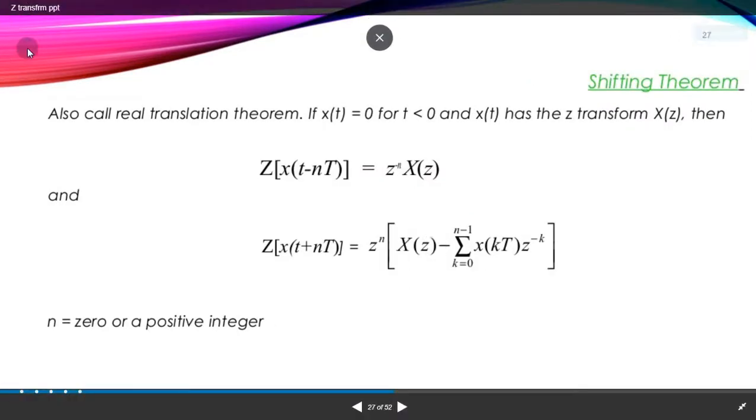This is also called the real translation theorem. If x(t) is equal to 0 for t less than 0 and x(t) has the Z transform X(z), then the Z transform of x(t minus nT) can be written as z to the power minus n X(z), or Z of x(t plus nT) can be written as z to the power n X(z) minus the summation from k equals 0 to n minus 1 of x(kT) z to the power minus k, where n is equal to 0 or a positive integer.